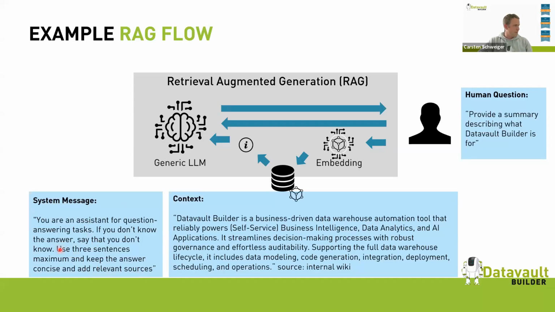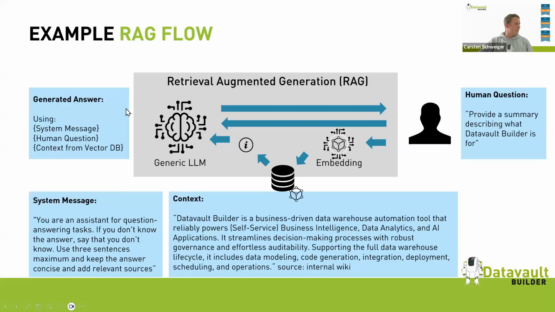So here you have the important thing. If it doesn't find anything in the vector database, it should say, I don't know, instead of making things up. And it also should give you the sources so that you can check the sources to validate the answer. So to generate the answer, the generic LLM takes the system message, the human question, and the context, and formulates the response and delivers the response to the user. So this is how it practically works.